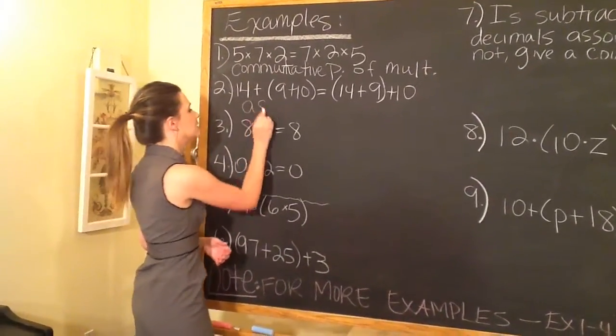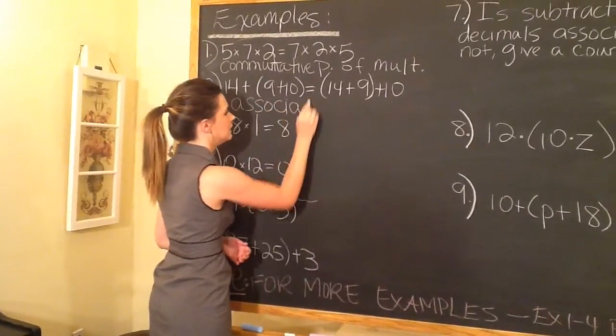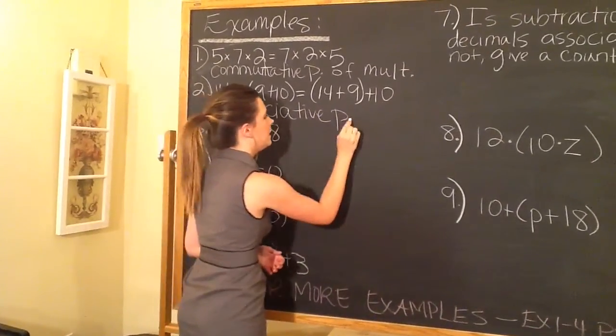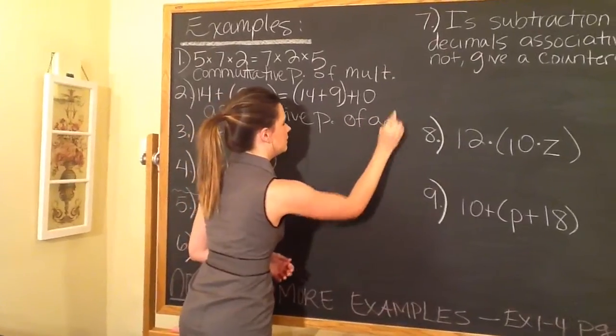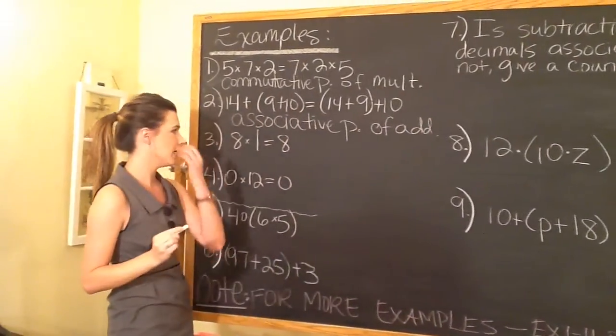So this is the associative property of addition, because we are adding, not multiplying.